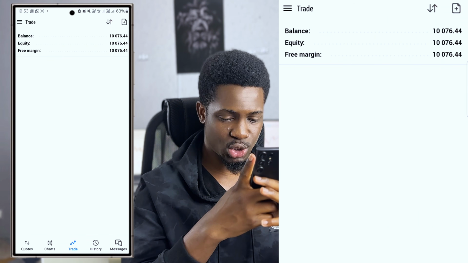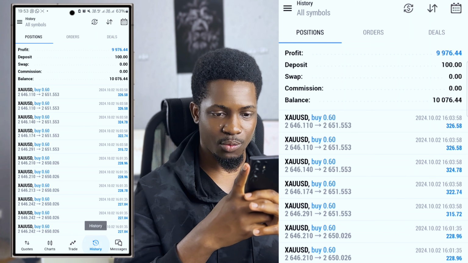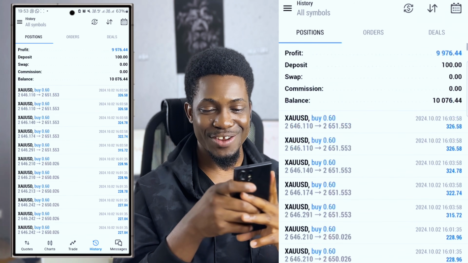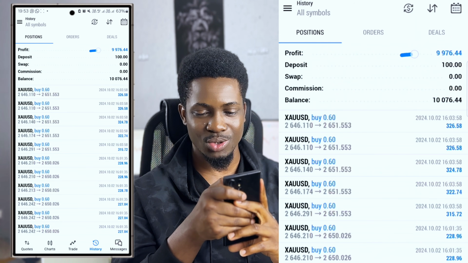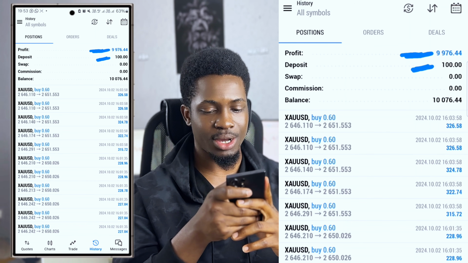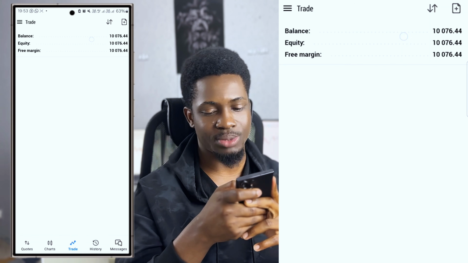So if we check out our history now, this is exactly what we're having, right? This is actually very, very smooth, guys. This movement was very smooth. But let me just show you. This is what we're having currently, right? About 9,000 bucks as our profit. Our deposit was 100 bucks, and our balance is actually 10,000 bucks, smoothly just like that.